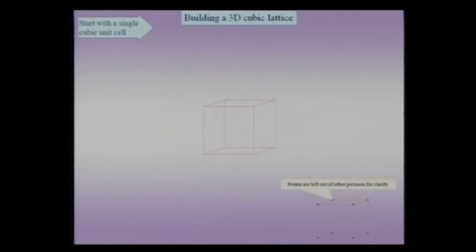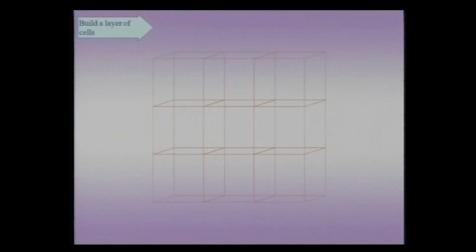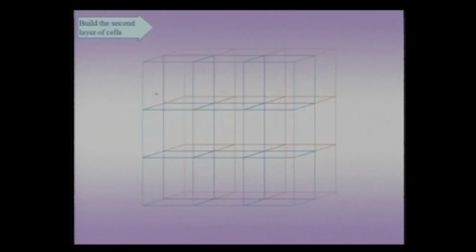So this is, for instance, shown that you can actually have a 3-dimensional cube which is a space filling cube. To visualize a step-by-step construction, let us launch a small video. So let us start with a single cube and then go on to make a cubic lattice. The lattice points are at the vertices of the cube and have been left out from the construction for the sake of clarity. So first, starting with the cube, I make a layer of cells.